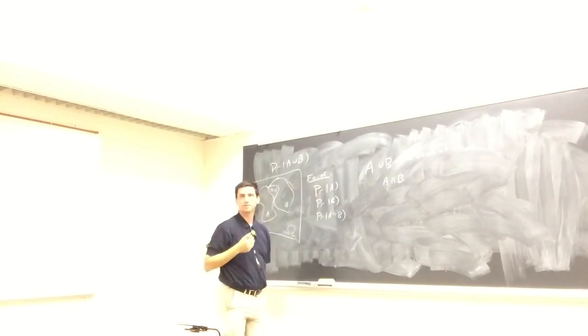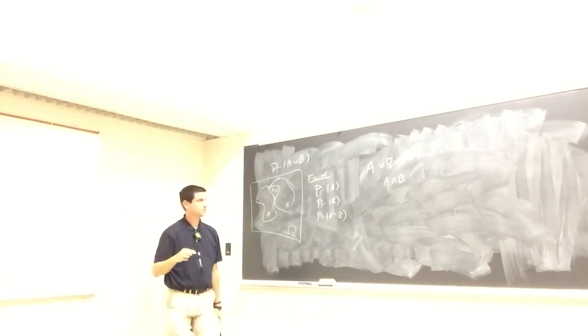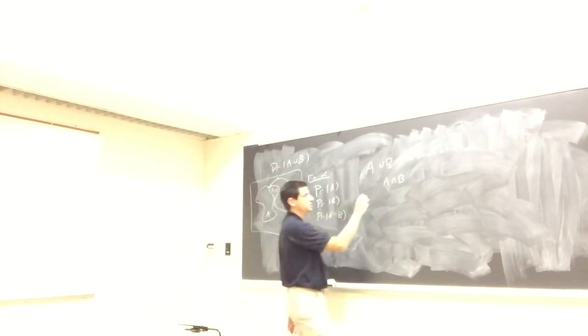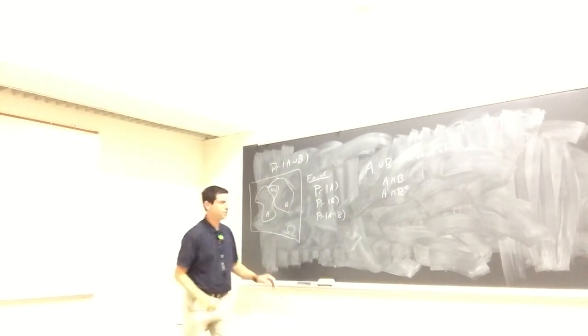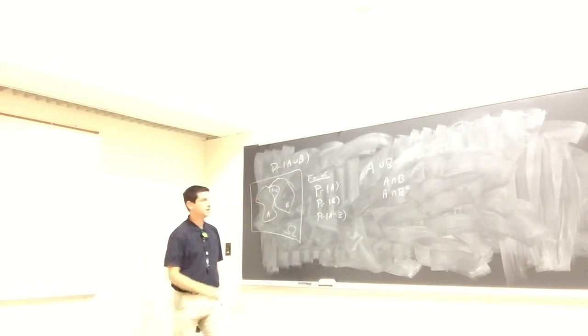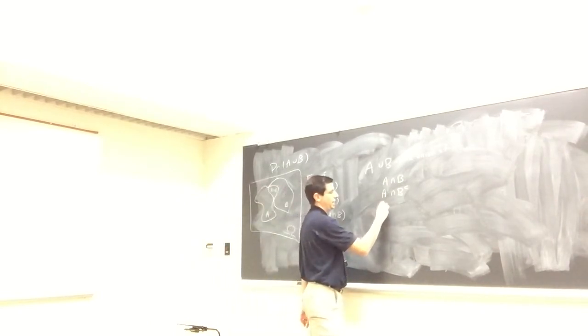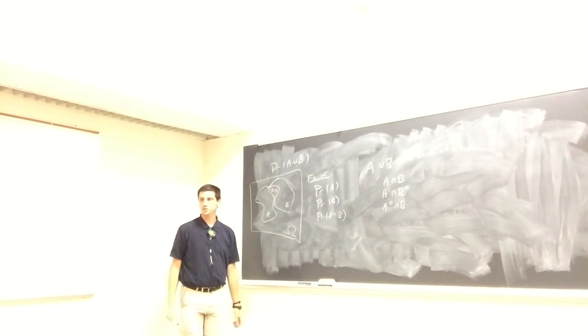What's another set? A and not B? A intersect B complement, or not B. So A intersect B complement is the stuff in here that's not in B. And the last one is A complement intersect B. So that's a disjoint union.